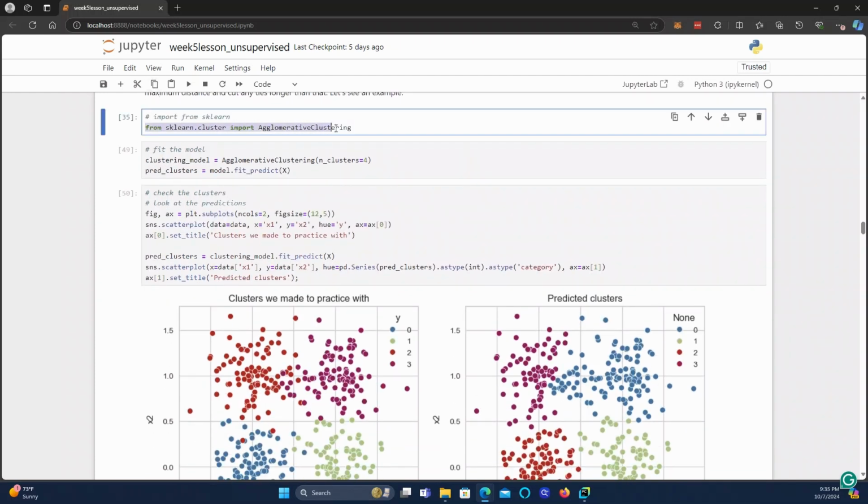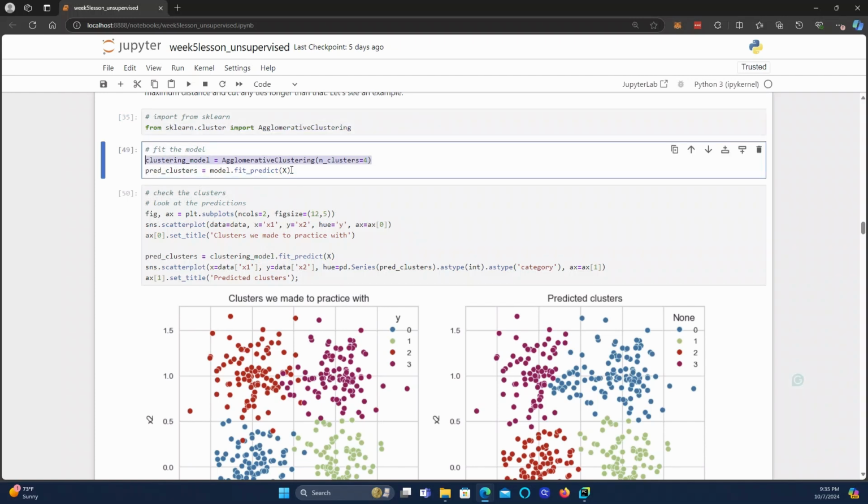From sklearn.cluster, import AgglomerativeClustering. I picked 4 clusters here. You don't actually have to tell it anything, but you can pick a number of clusters and it'll find that for you. So since I know that there's 4, we're just going to start off by finding 4, and we'll use fit_predict. For agglomerative clustering, you cannot fit and predict separately. You have to fit_predict at the same time.